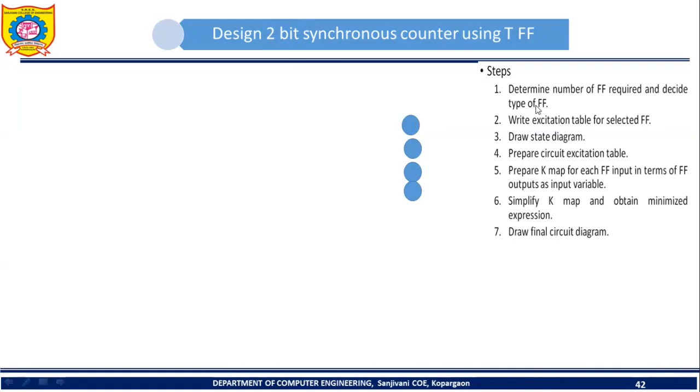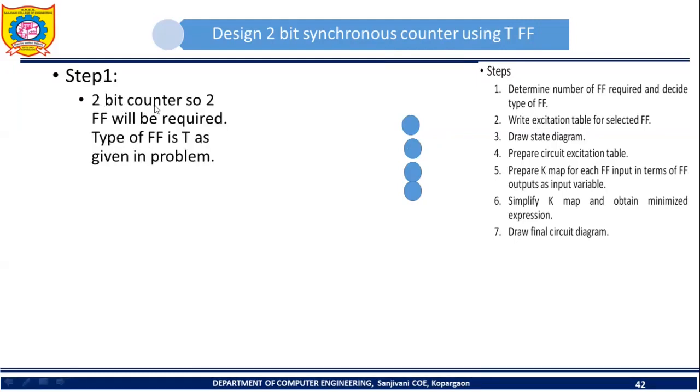And what should be the type of flip-flop? In the example, it is given to use T flip-flop. So step number 1 is over. For a 2-bit counter, 2 flip-flops will be required and the type of flip-flop is T. Then step number 2: write the excitation table for the selected flip-flop. Which flip-flop are we going to use? T flip-flop. Already you know the excitation table for T flip-flop.